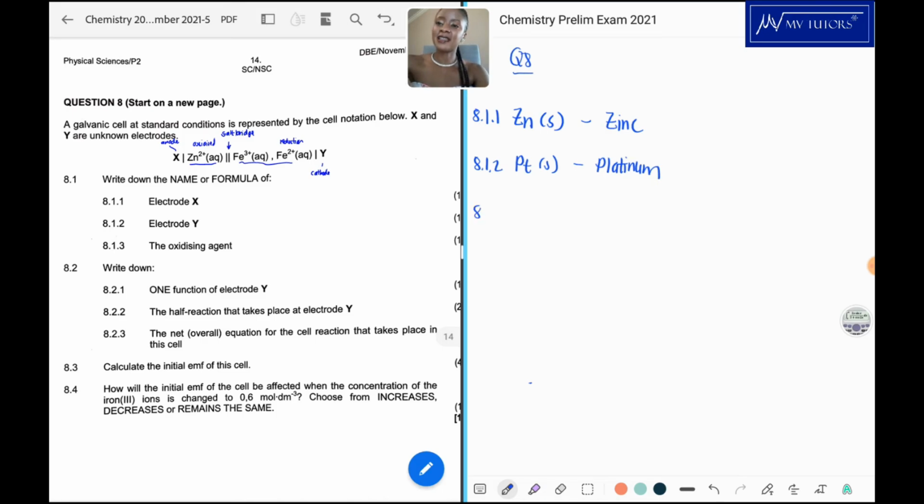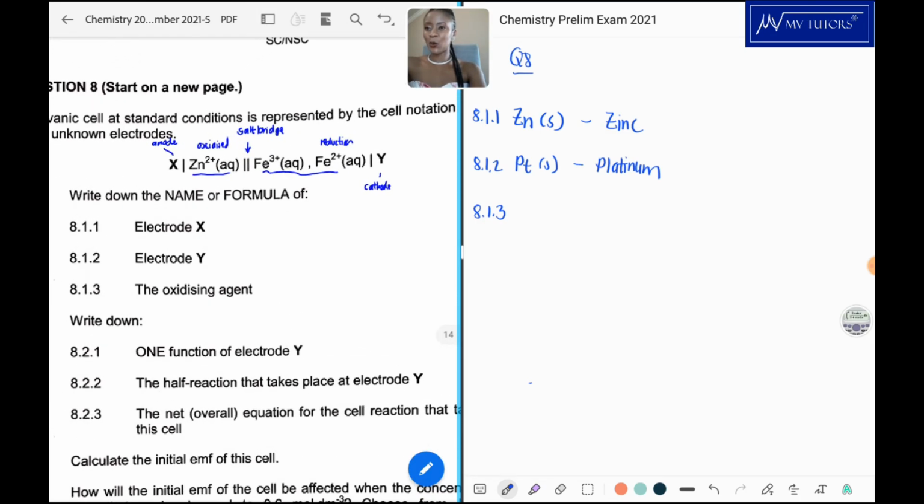Okay, and then 8.1.3, the oxidizing agent. So where oxidation occurs, which is there at the zinc, we have your reducing agent. Where reduction occurs, which is at the cathode, you have your oxidizing agent. So if we're going to write down the formula of the oxidizing agent, we're looking really at iron there. Yes, oxidizing agent. So you have iron 3 plus.